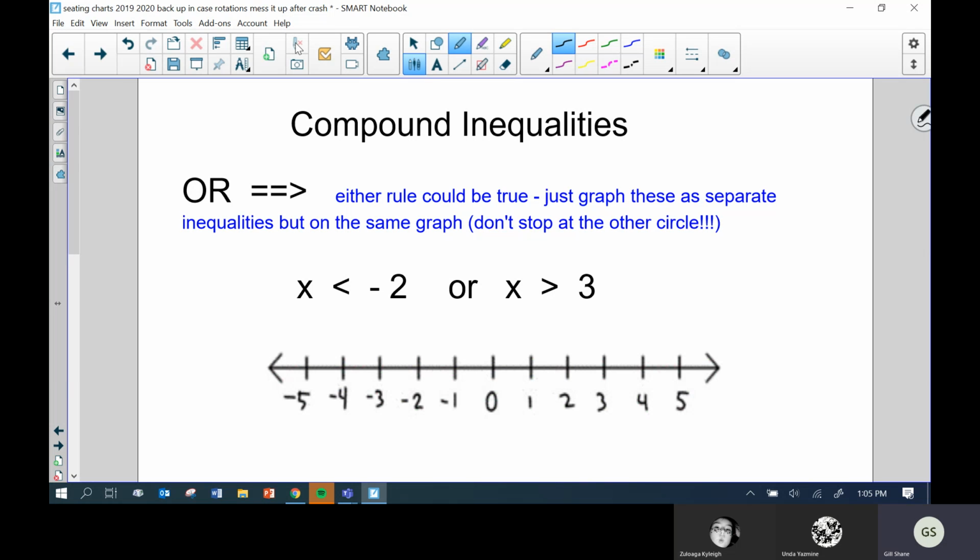We stopped at a circle. Don't stop at like 3. Keep going past it. Go past the words. That's what we normally do. Two-step equation. Two things, and then you got the answer. That's a teacher.